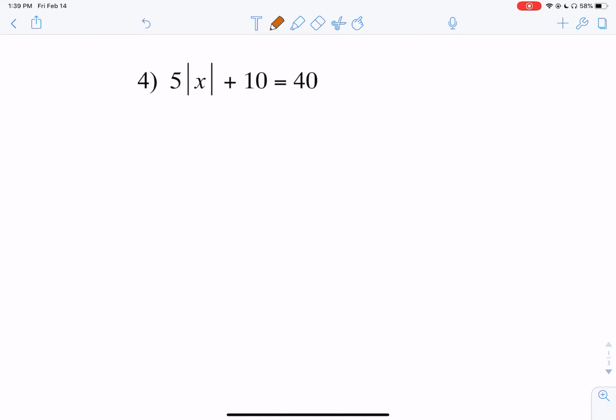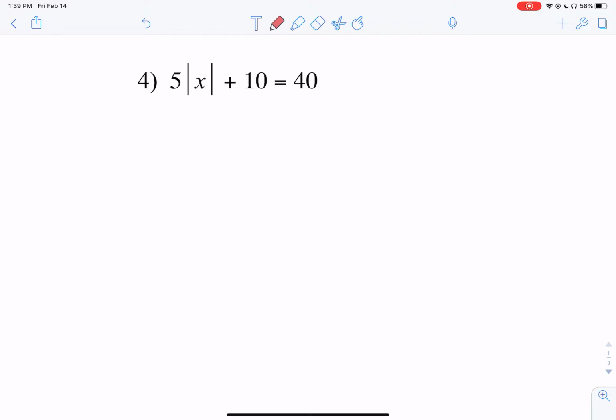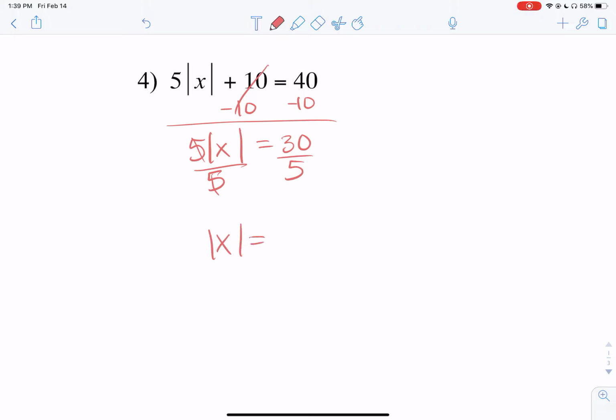So for number 4, before you create the two cases, you're going to, again, have two answer choices. What you have to do first is subtract 10 from both sides. And the idea again is to isolate the absolute value. And this is going to end up with 30. You're going to then divide by 5. And the absolute value of x is going to equal 6.